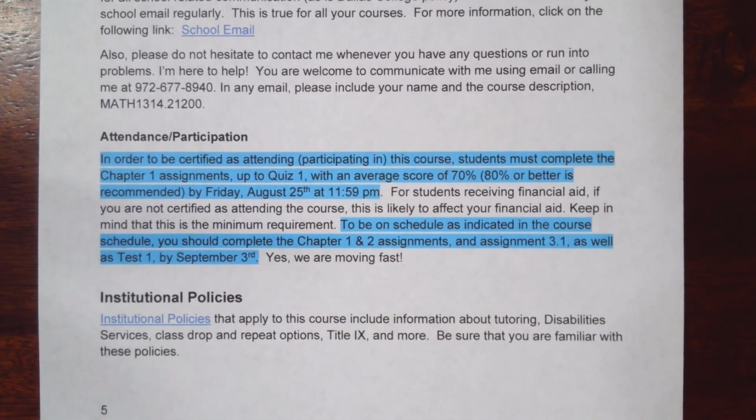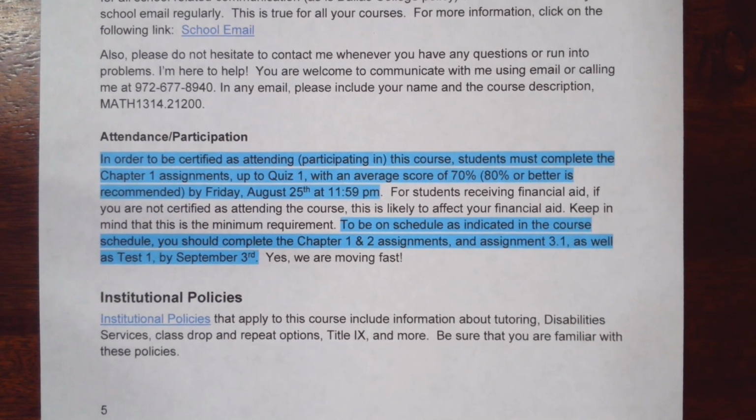Attendance and participation. Well, you're not going to be meeting me in class, so the way that I'll certify you as attending is by having you complete the Chapter 1 assignments up to Quiz 1 with an average of 70%. Now remember, 80% is what I recommend, because that's when you can replace your lowest test score with what you get on the final. So this has to be done by Friday, August 25th, just because we're an 8-week class, so that's our certification date.